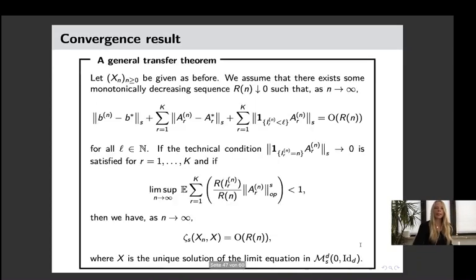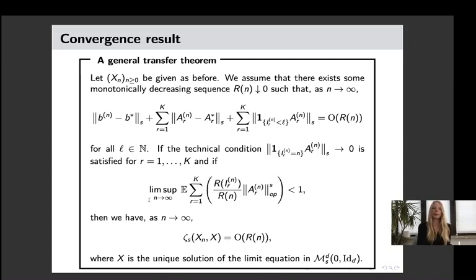So now here you see our general transfer theorem. The sequence X_n is appropriately normalized as before and satisfies the modified recursion we've seen before. Then we assume that the rate of the coefficients is of the order big O of R(n). And we also need two technical conditions that guarantee that the subproblem sizes grow with n. So this is this condition here and this condition here, but they are usually satisfied in applications.